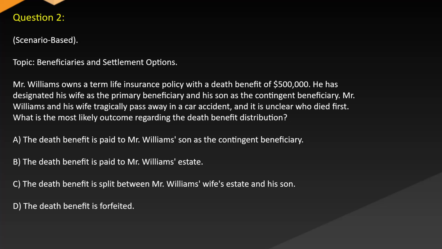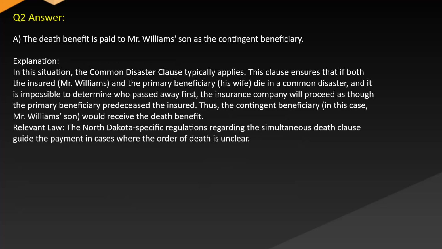A. The death benefit is paid to Mr. Williams' son as the contingent beneficiary. B. The death benefit is paid to Mr. Williams' estate. C. The death benefit is split between Mr. Williams' wife's estate and his son. D. The death benefit is forfeited. Answer: A. The death benefit is paid to Mr. Williams' son as the contingent beneficiary.